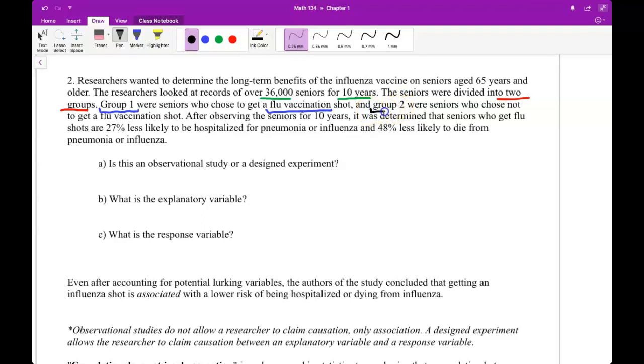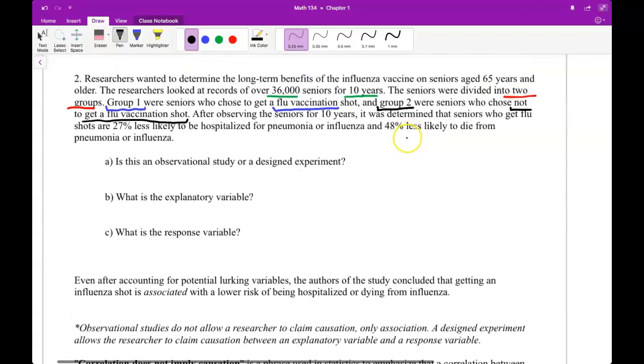In group 2 were seniors who chose not to get a flu shot. So they didn't have a flu shot. After observing the seniors for 10 years, it was determined that seniors who get flu shots are 27% less likely to be hospitalized for pneumonia or influenza, and 48% less likely to die from pneumonia or influenza.